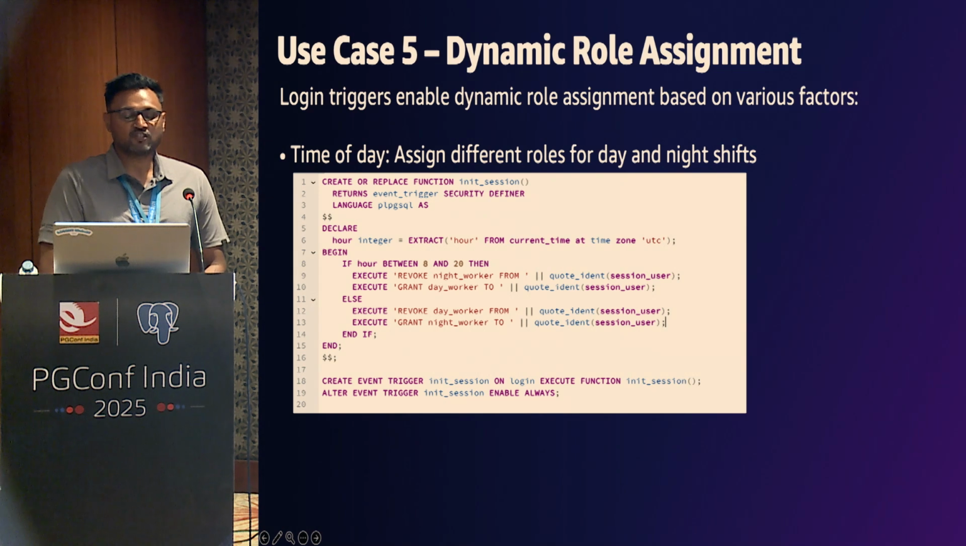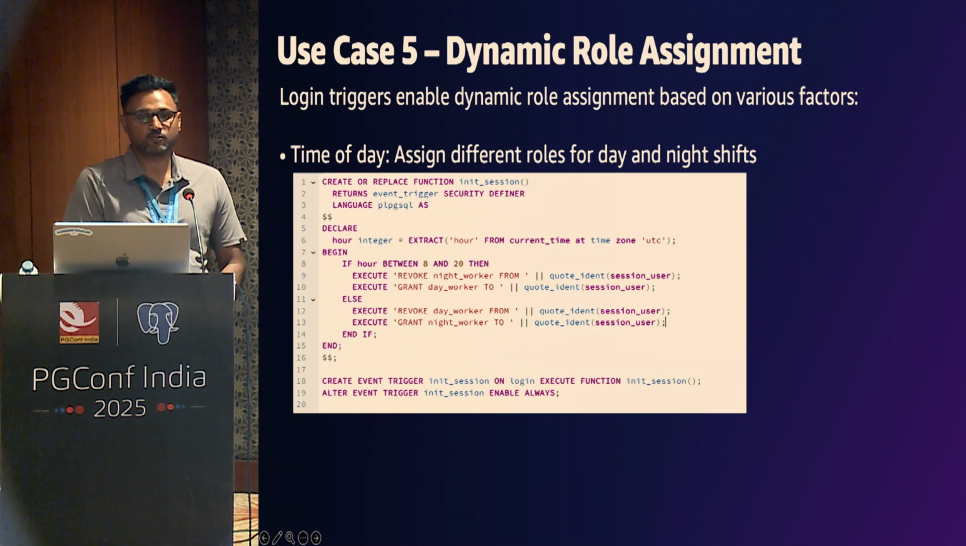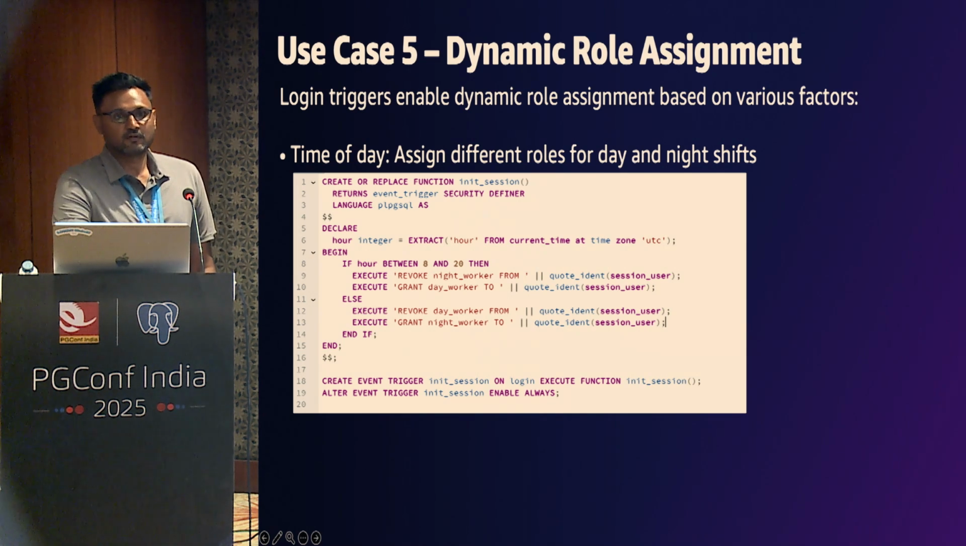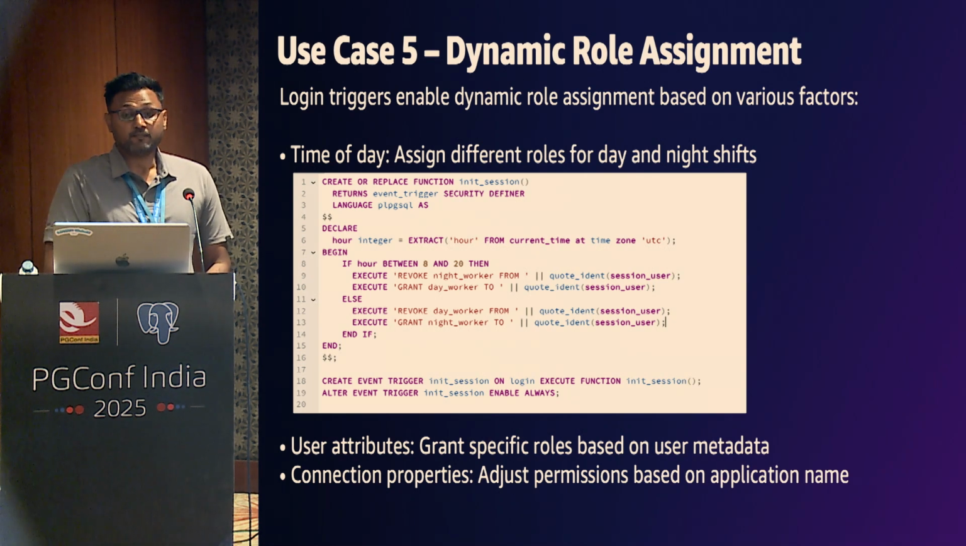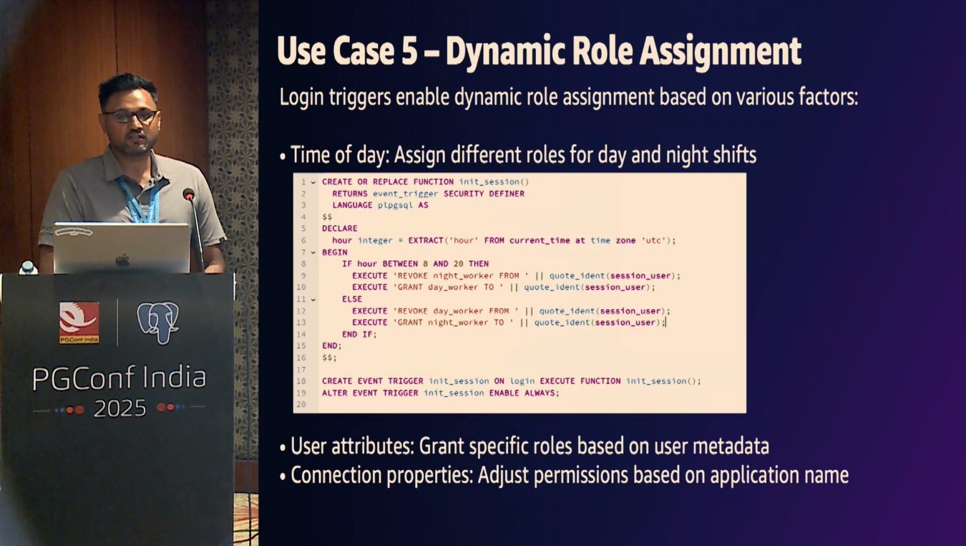The logic can become much more complex, in the sense that we can check what the existing role is, and based on that, check whether we have to revoke or retain the existing role. So this is based on certain time during the day, and we can also grant the role dynamically based on other user attributes, user metadata, and any other connection properties. For example, if a specific application is trying to connect to the database, we can revoke a certain role and grant a certain role dynamically.